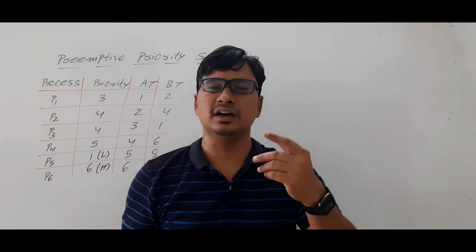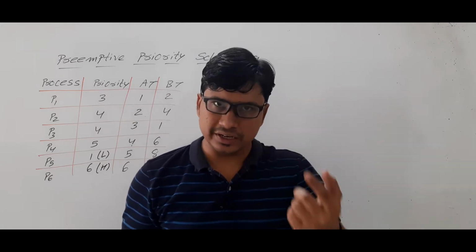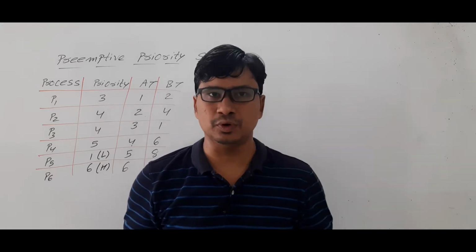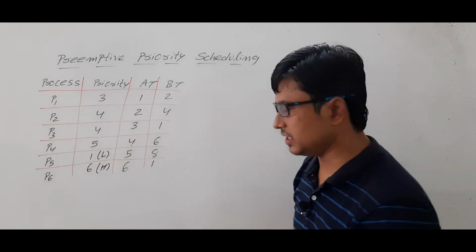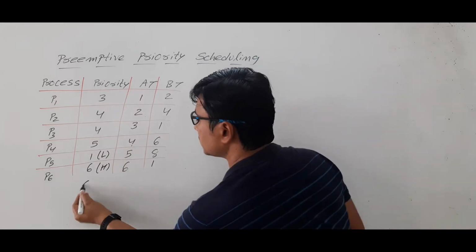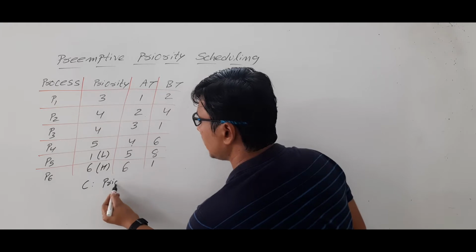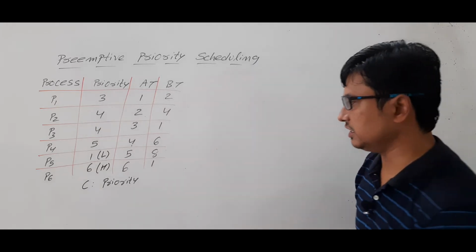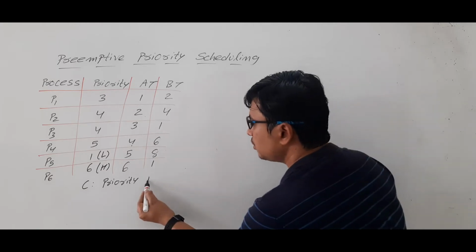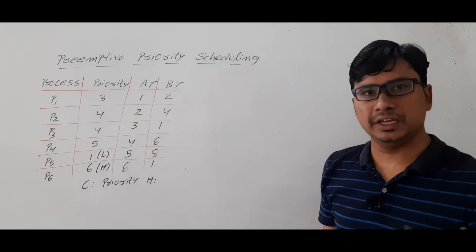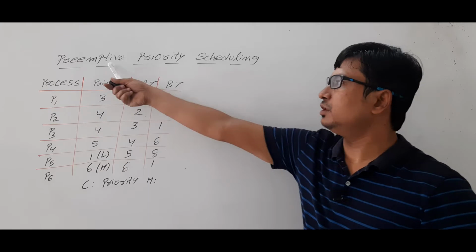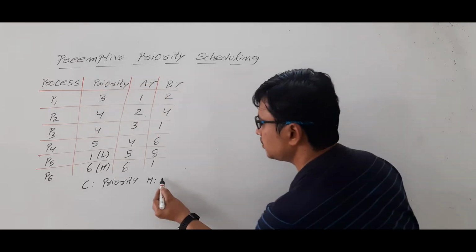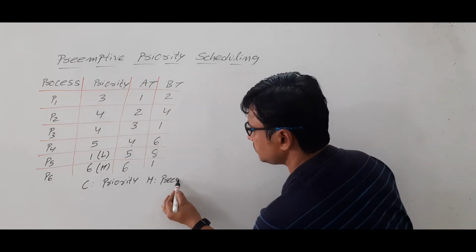Any scheduling algorithm will have two parameters. One is the criteria and another one is the mode. In this scheduling algorithm, the criteria is priority. The process which has the highest priority will be dispatched to the running state. And the mode, we will have two modes. One is preemptive, another one is non-preemptive. The name itself is saying that it is a preemptive scheduling algorithm.